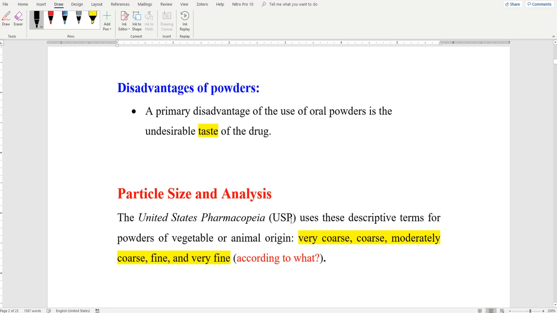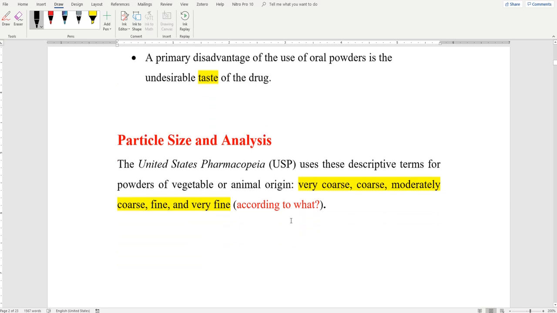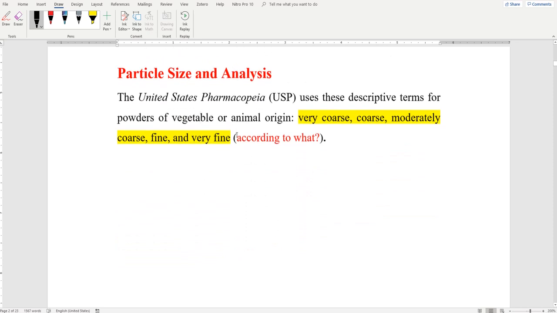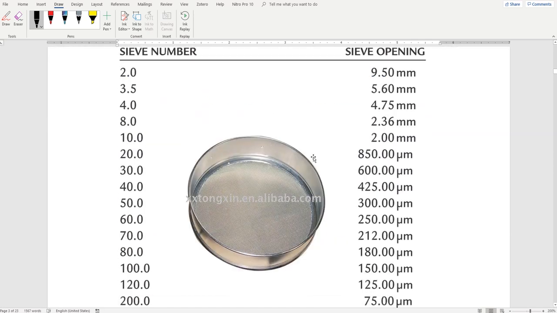Okay? And this is according to United States Pharmacopoeia. So here there is a question: according to what? Here the answer is according to sieve analysis. So the size analysis method that we use is sieve analysis. So what is a sieve? This is the sieve.